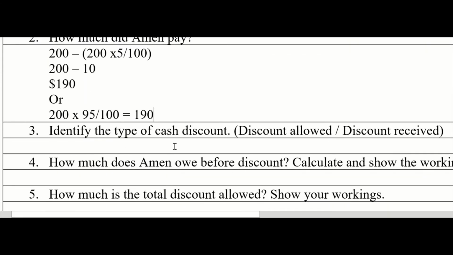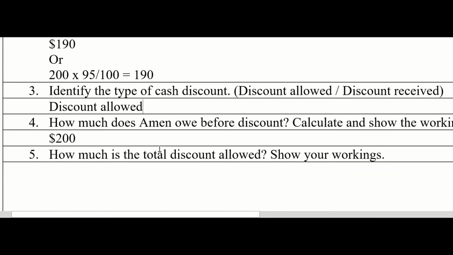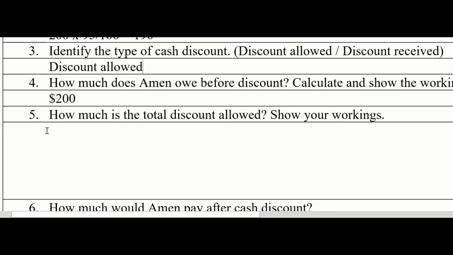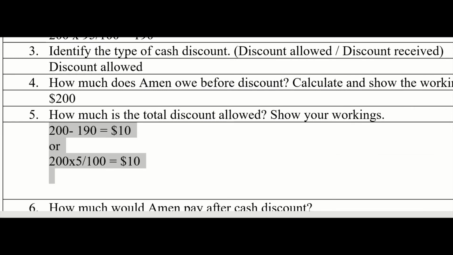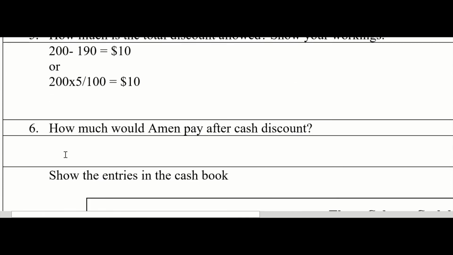Identify the type of cash discount. According to this question, it's discount allowed. How much does Armin owe before the discount? It's already given in the transaction, which is $200. How much is the total discount allowed? There are two ways that you can calculate. Take the difference between 200 and 190, which is 10, or find 5% of 200, which is $10. How much would Armin pay after cash discount? It's $190.